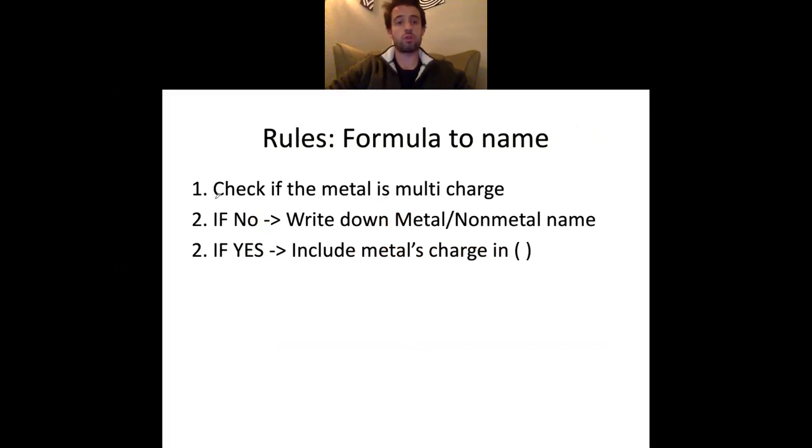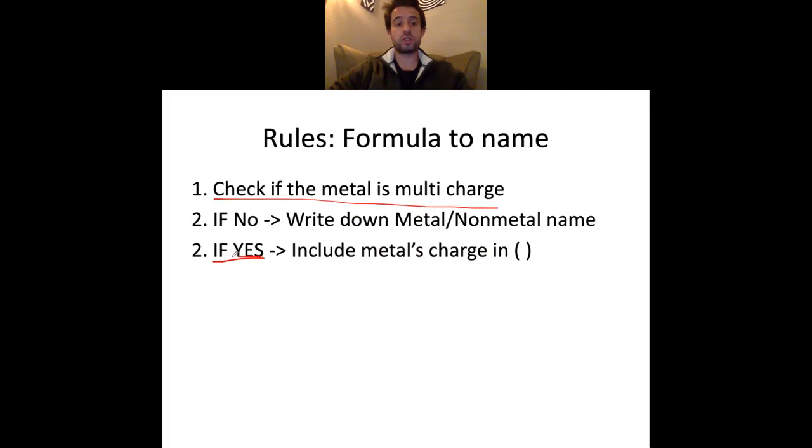So you can always check if your metal is multi-charge. Sorry, let me re-explain this. These are rules for formula to name when you're dealing with a multi-charge metal. The first thing you have to do is flip over to the back in that ion list and check if the metal is multi-charged. That's the most important step right there. If it's not, then you don't have to do anything. You just write the name of the metal, write the name of the non-metal, and change the ending to IDE.